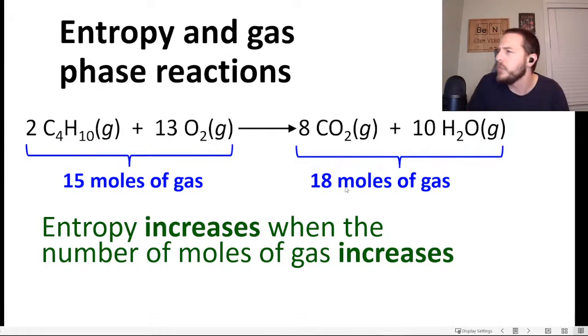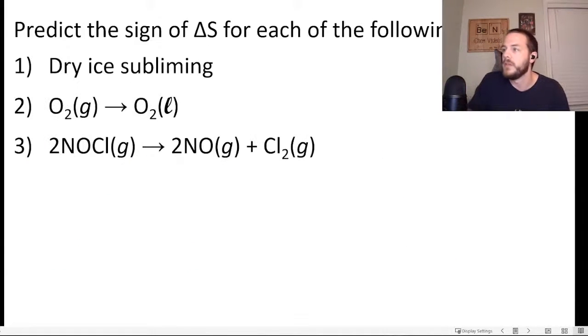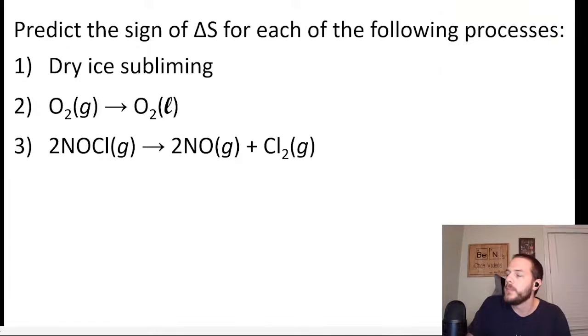So we're going to do just a couple of little examples of predicting the sign of delta S for a couple of different changes here. This problem is asking us to predict the sign of delta S for each of the following processes. First process is dry ice subliming. Second process is gaseous oxygen becoming liquid oxygen. And the third process is this chemical reaction here where we have 2 NaCl yields 2 NO and Cl2. So what do you guys think would be the sign of delta S for each of these processes?